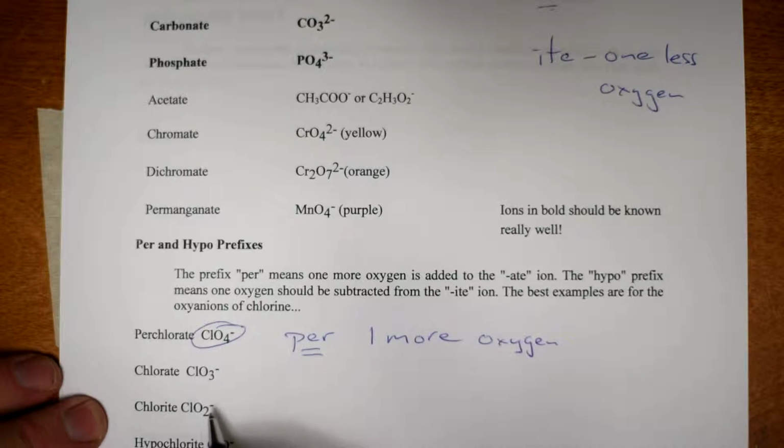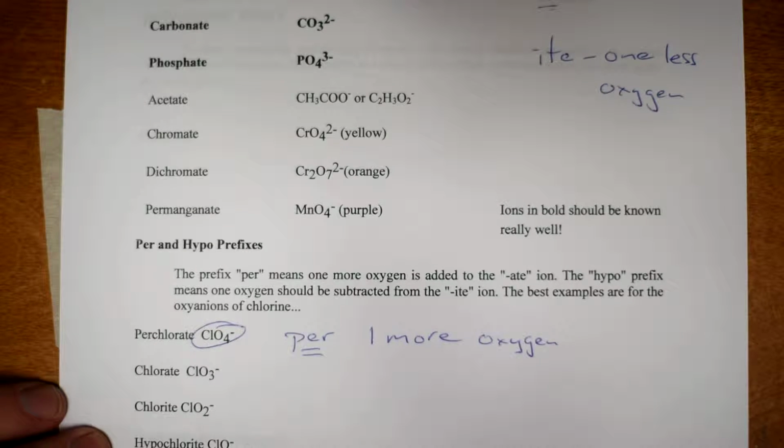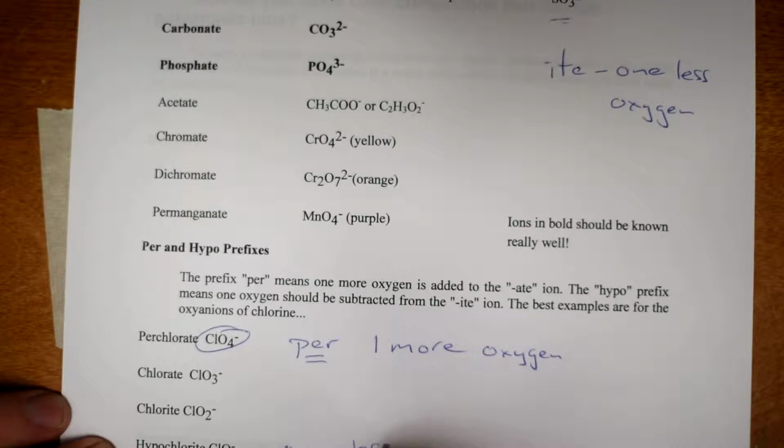Okay, and similarly in chlorite here we have hypochlorite. Hypochlorite you may have come across in terms of bleach. Sodium hypochlorite is a bleach, and you probably have that in your house. And that, if you notice, is very close. It's one less oxygen than the ite. Okay, so that is another pattern.